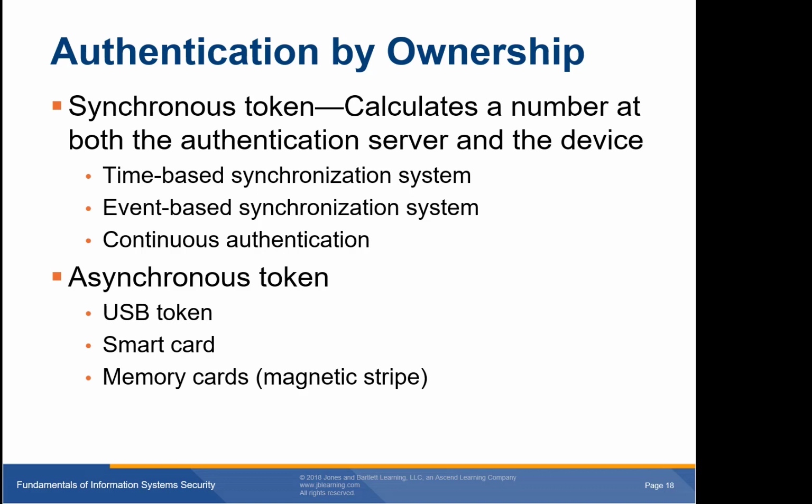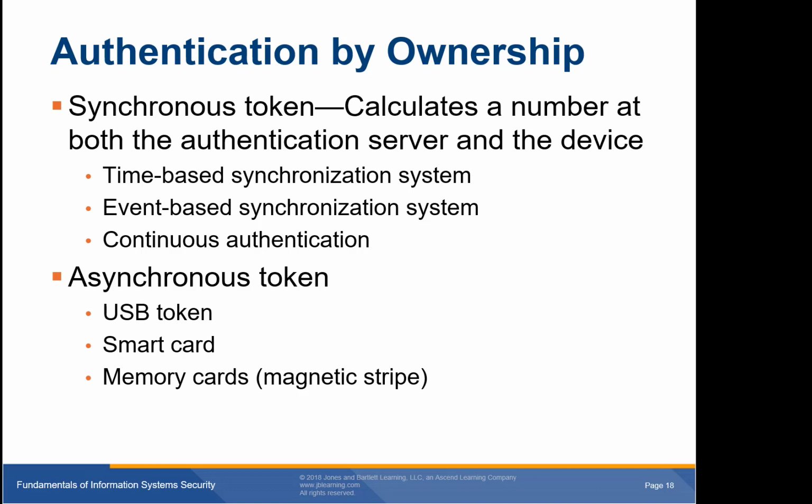If the clock drifts out of sync, the server can search 3 or 4 minutes on each side of the token to detect an offset. If the difference becomes too great, you must resynchronize the clocks. An event-based synchronization system avoids the time synchronization problem by increasing the value of a counter with each use.